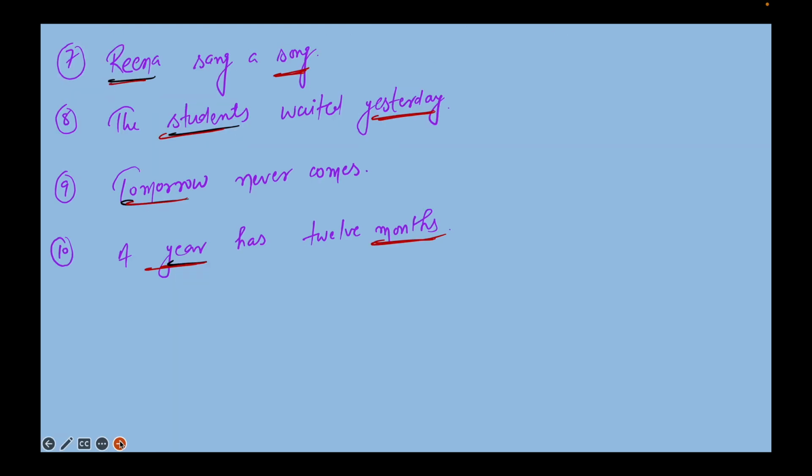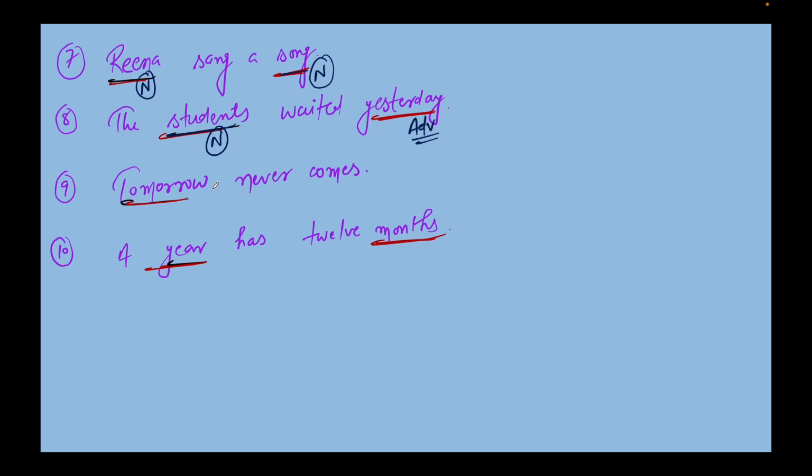Okay. Come to the seventh example. Rina sang a song. Who sang a song? As Rina is giving the answer of who, it means it is a noun. Is it clear or not? Okay. Rina sang what? A song. So it is also giving the answer of what, so it is a noun. The students waited yesterday. Who waited? Of course, students are giving the answer of who. It means this is also a noun. Okay. The students waited when? It is giving the answer of when. It means it is an adverb. Is it clear or not?